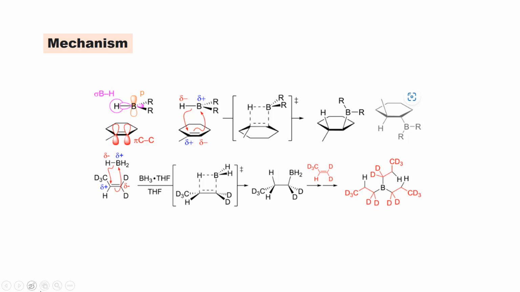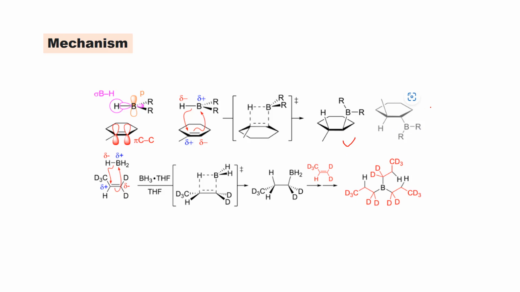So this is the mechanism where this boron-H is added across this double bond through this transition step, and we get this hydroborated product. Now if you substitute this CH3 with deuterium, then this H will attack the more hindered side, and boron will attack this less hindered side, and we will get this product.